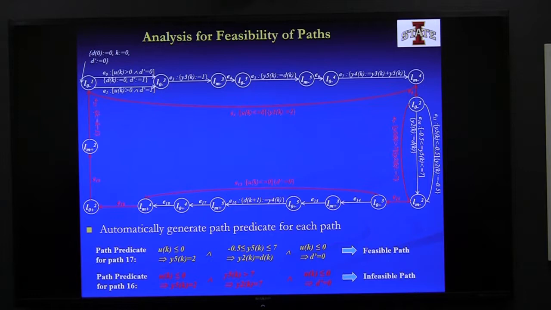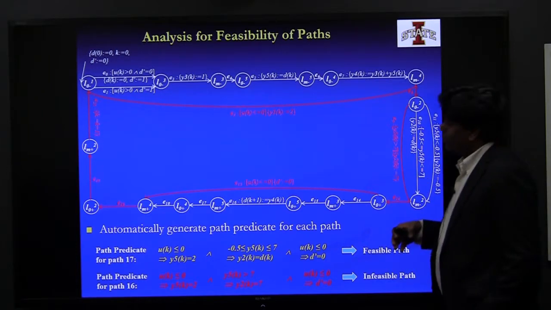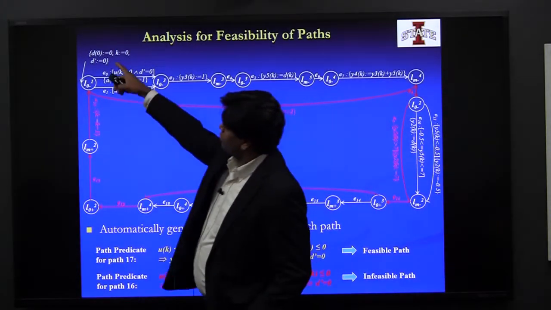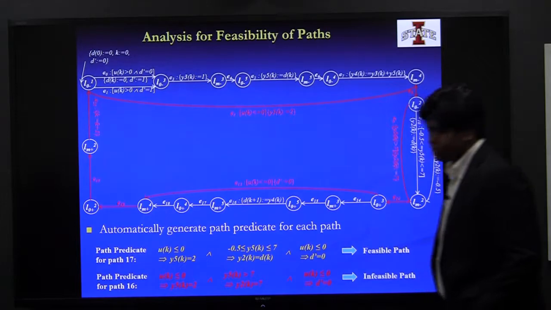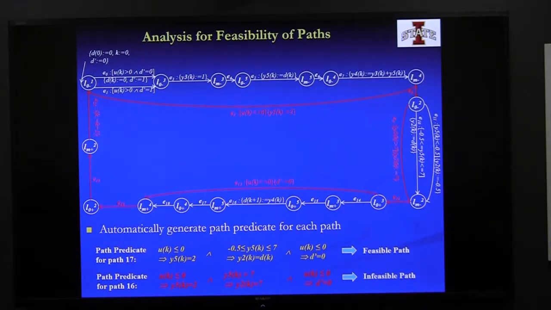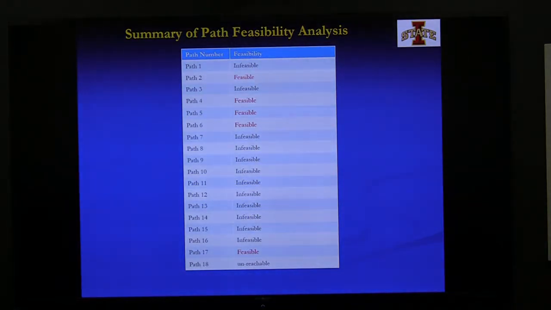So feasibility is looking at the conditions with the edges. It's not looking at the condition associated with the entry, which is the initial state. So one has to also worry about that. But just from a feasibility point of view, out of 18 paths, it turns out only 5 are feasible.